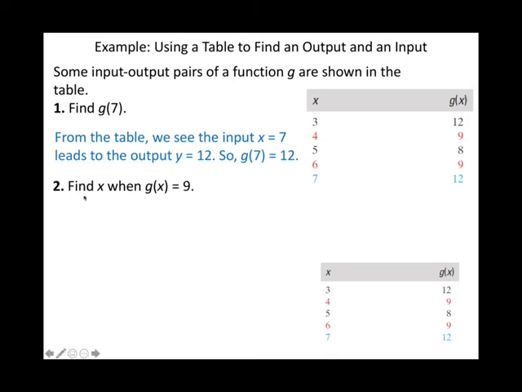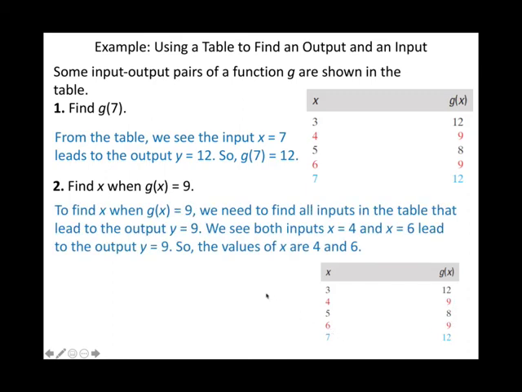Number 2, find the x when g of x equals 9. This time they gave the y here. y equals 9. What is your g of x equal to? What is your x equal to? I do have two outputs that equal 9. One is x equals 4. One is x equals 6. So both inputs lead to the output y equals 9.